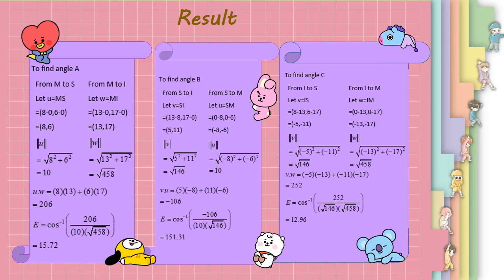Calculate the magnitude of the vectors, and we will get the magnitude of vector v equals square root 146 and the magnitude of vector w equals square root 458. Next, the value of v dot w equals 252. Using the same process and the same formula, we substitute all the values into the formula, and we will get angle C is 12.96 degrees.